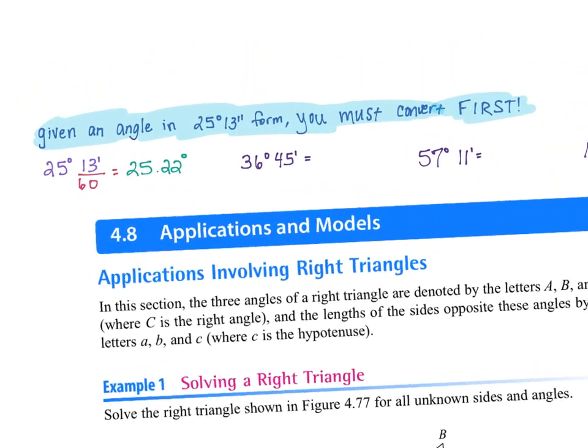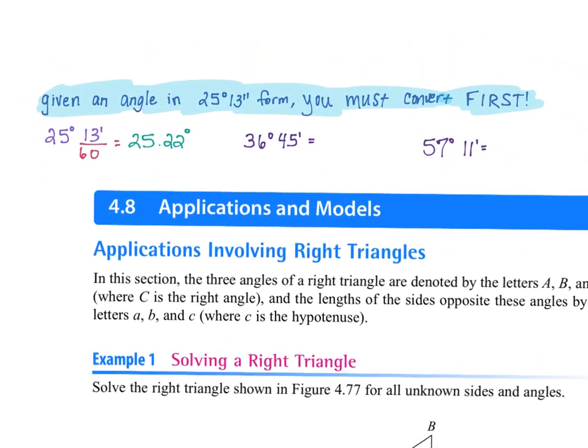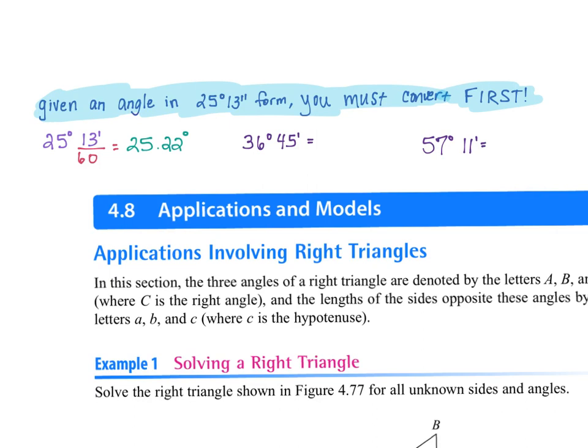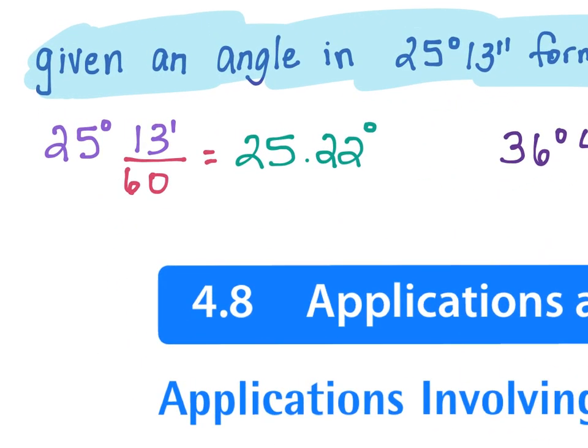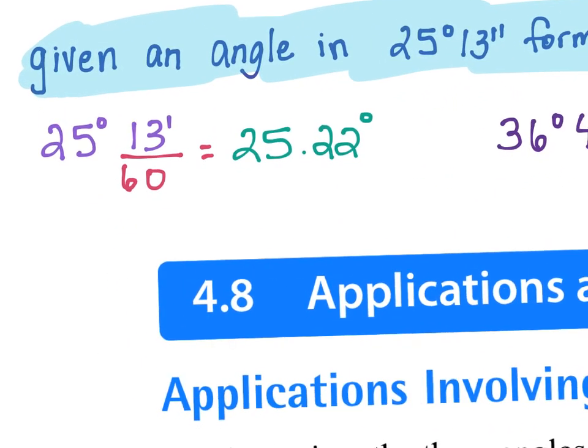This is new. If you are given an angle in this form, do you see how it's 25 degrees and then 13 with the little quotes? Something like that? You have to convert that first. That's just telling you that the little mark with the quotes on it is part of a degree. So do you see how I would go to change that? What did I do with the 13? I divided by 60 because there's 60 minutes in a degree. So that's all you have to do.